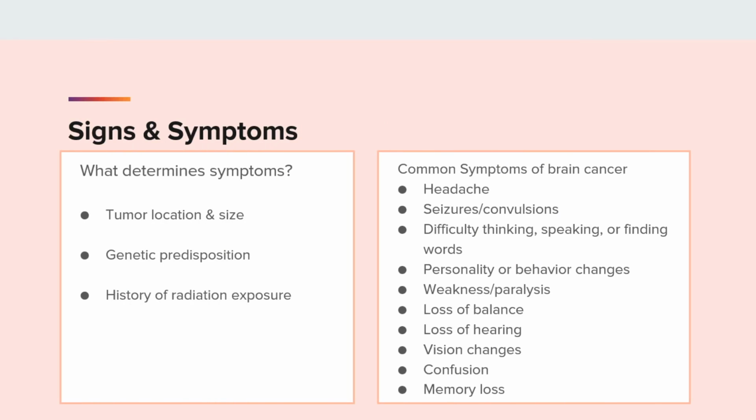Next is signs and symptoms. Different parts of the brain control different functions, so brain tumor symptoms will vary depending on the tumor's location. For example, a brain tumor located in the cerebellum at the back of the head may cause trouble with movement, walking, balance, and coordination. If the tumor affects the optic pathway, which is responsible for sight, vision changes may occur. The tumor size and how fast it's growing can also affect symptoms that the person will experience.